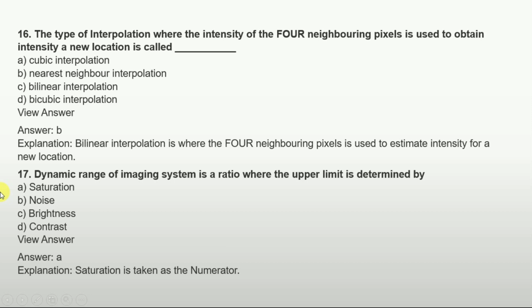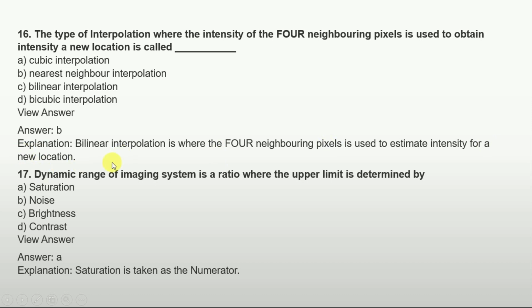Next question: the type of interpolation where the intensity of the 4 neighboring pixels is used to obtain the intensity at a new location is called dash. So options are cubic interpolation, option B is nearest neighbor interpolation, option C is bilinear interpolation, and option D is bicubic interpolation. So the answer is option B, that is nearest neighbor interpolation. Bilinear interpolation is where the 4 neighboring pixels are used to estimate intensity for a new location.